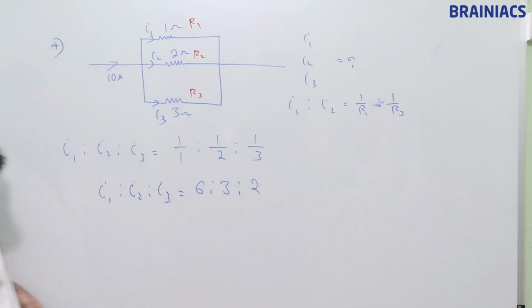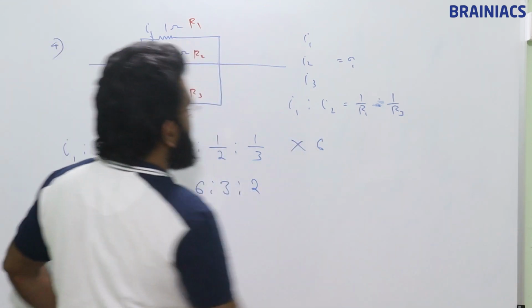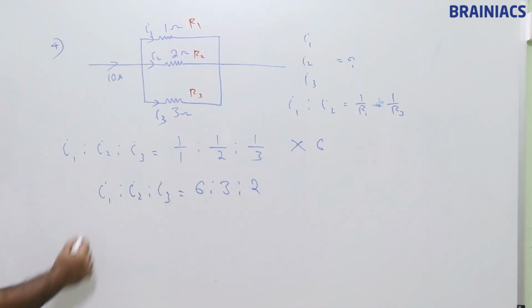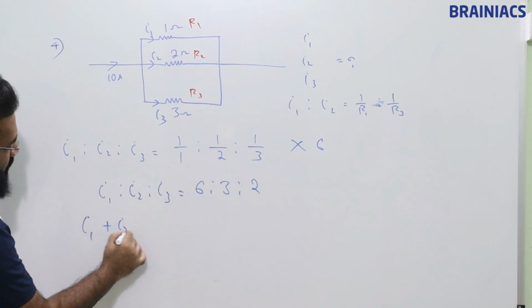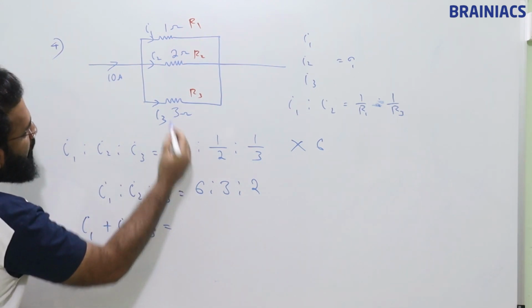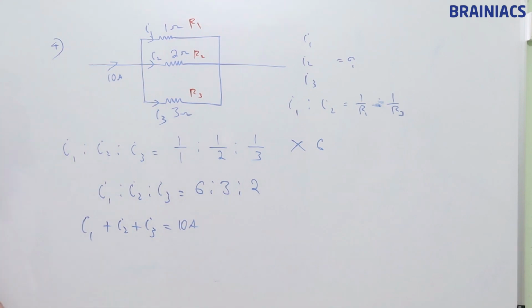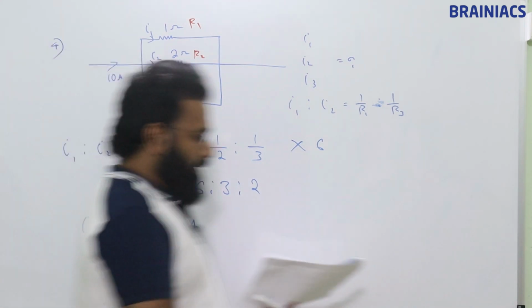So I multiplied with 6, and I will be getting this. And I1 plus I2 plus I3 is equal to what? 10 ampere. So this much detail I have. Now we will apply our ratio.